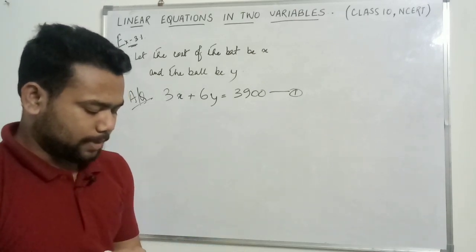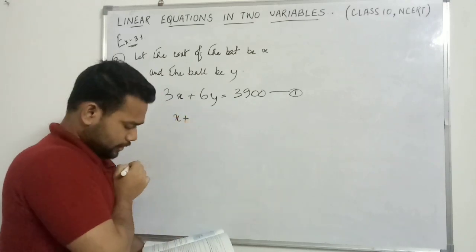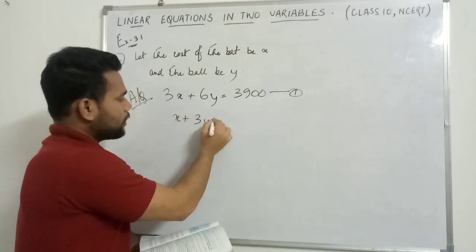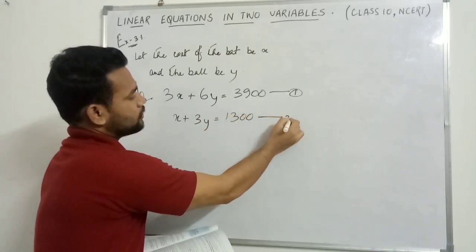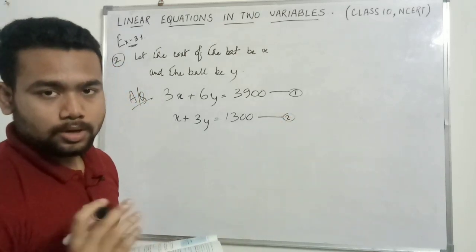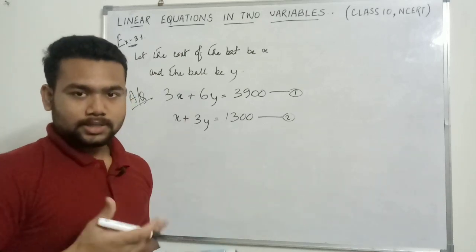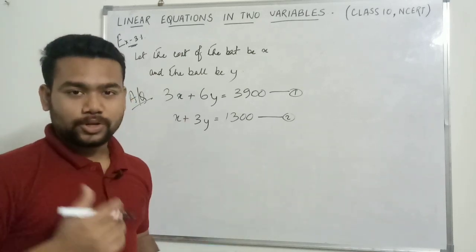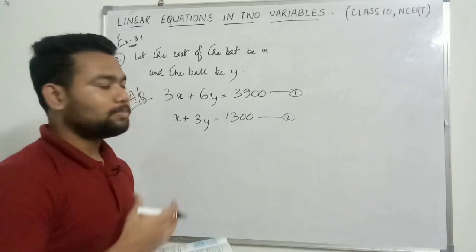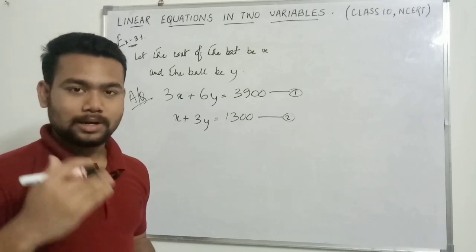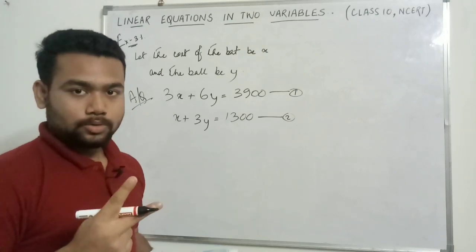Secondly, she buys another bat and 3 more balls. Another bat means x plus 3y cost her 1300. This is your required second equation. You got the 2 required equations. Got it? The whole exercise 3.1 is just a warm-up for you all. Later on, you need to deal with some high quality theoretical problems. So let's get ready for that type of questions. Got it? So this is question 2.